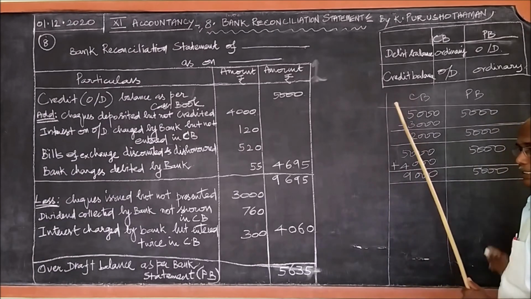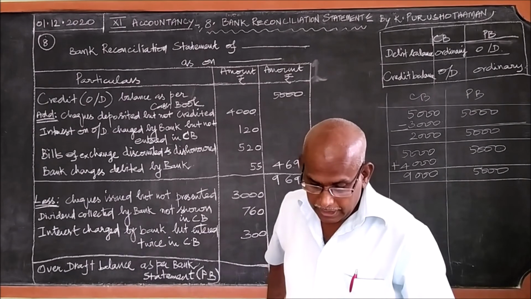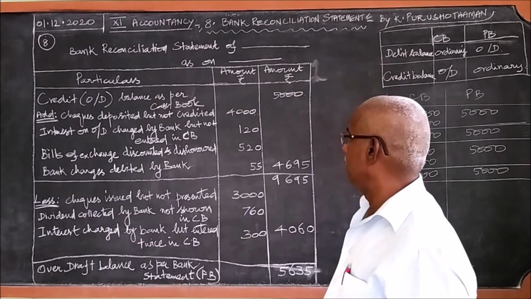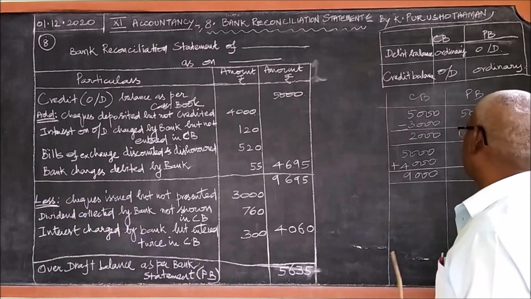Okay. Then the next 2 points. Interest on overdraft charged by the bank. The next one is interest on overdraft charged by the bank.